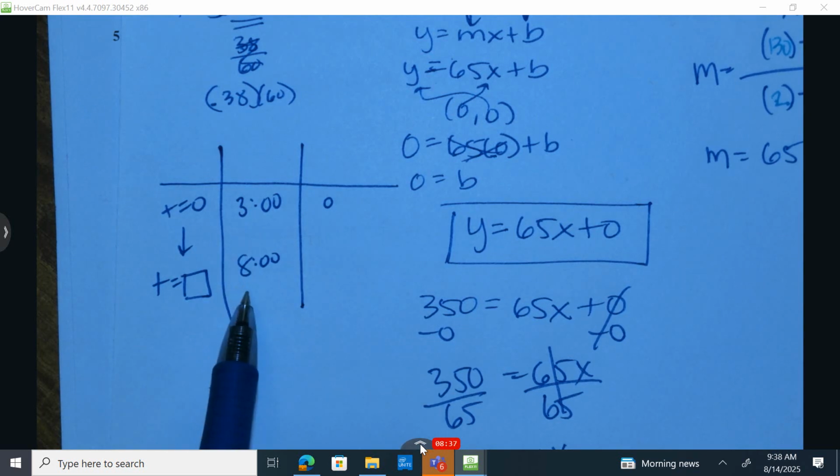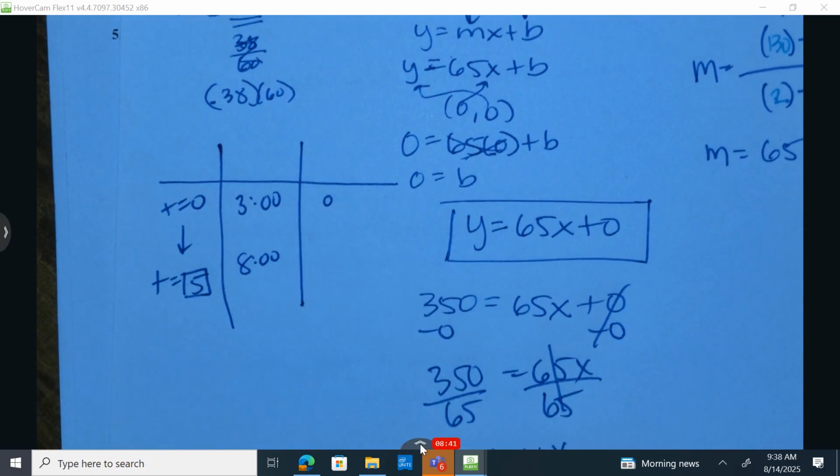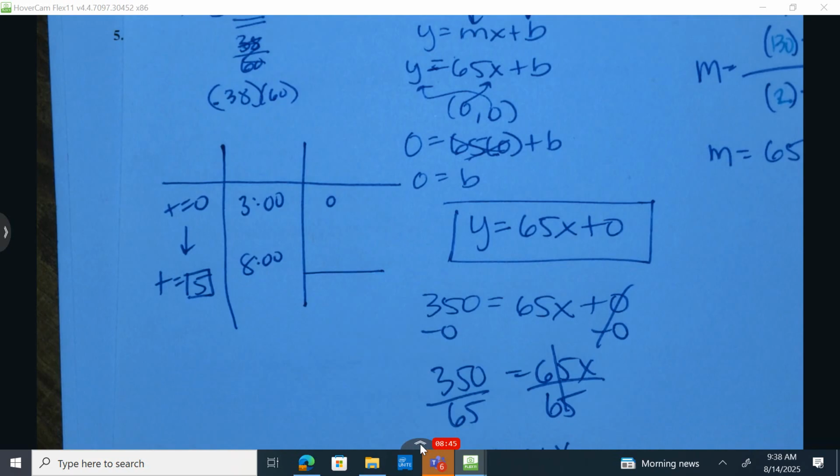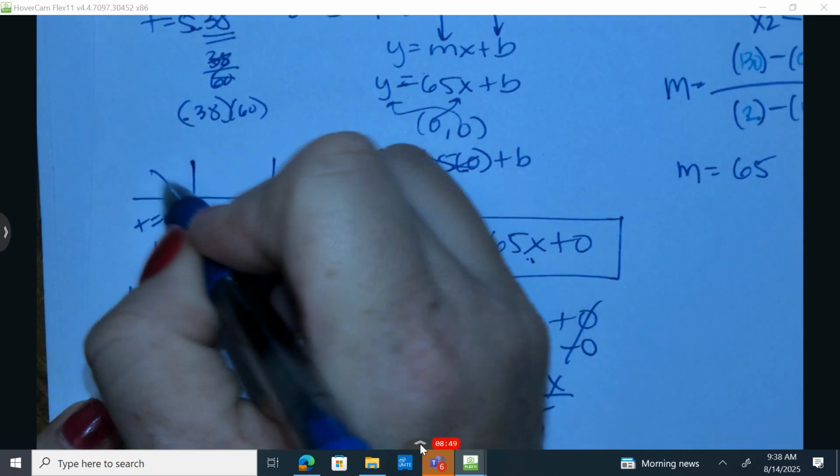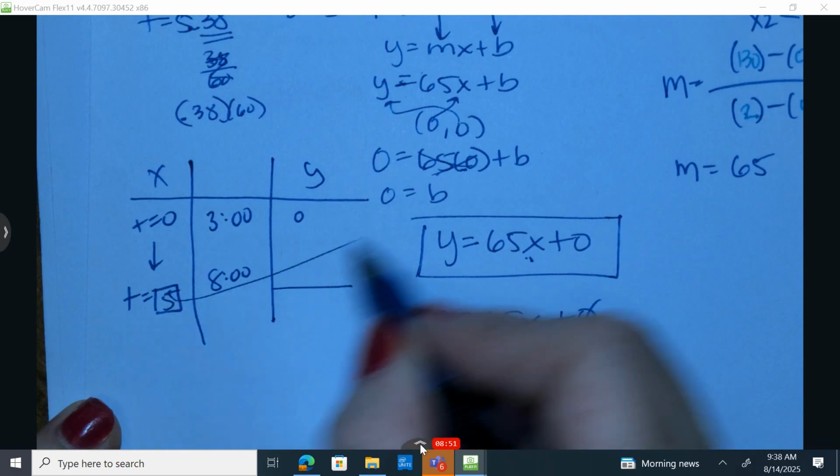From 3 p.m. to exactly 8 p.m. is a difference of what? 5. So we want to know at when t equals 5, what is the distance? And you're going, well, what do I do? This is my equation. So I get to plug 5 into this equation.